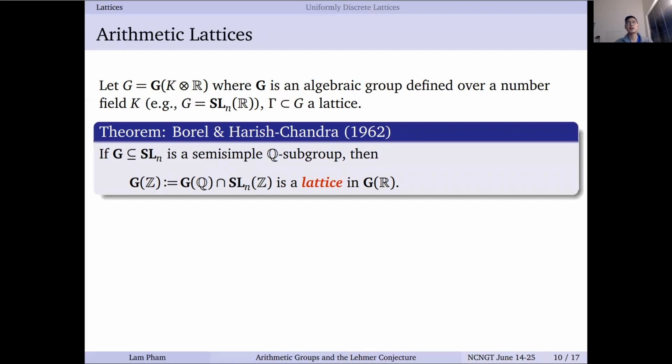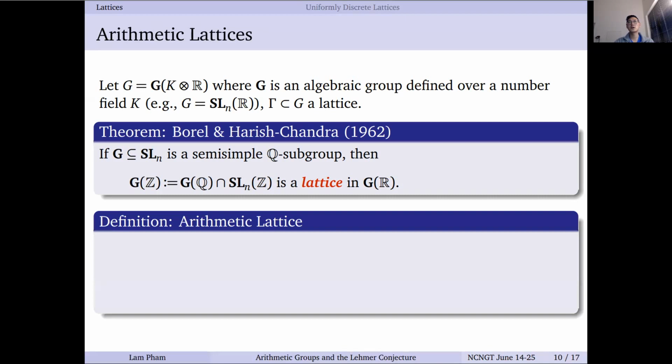So to that end, let me state the very famous theorem of reduction theory from Borel and Harish-Chandra from '62, which is that if we take a semi-simple Q group of SLN, then the Z points of G, which are defined simply as taking the Q points in the embedding and intersecting with SLN(Z), that G(Z) is then a lattice in G(R). So this is a famous theorem of Borel and Harish-Chandra that tells us that whenever we carry out a construction of this kind, we are going to obtain a finite volume homogeneous space.